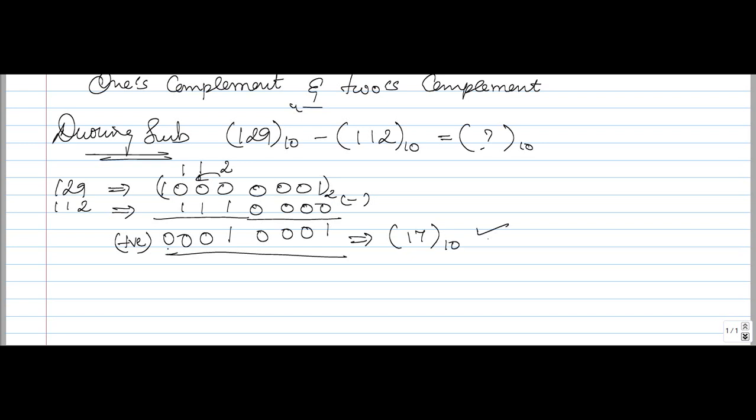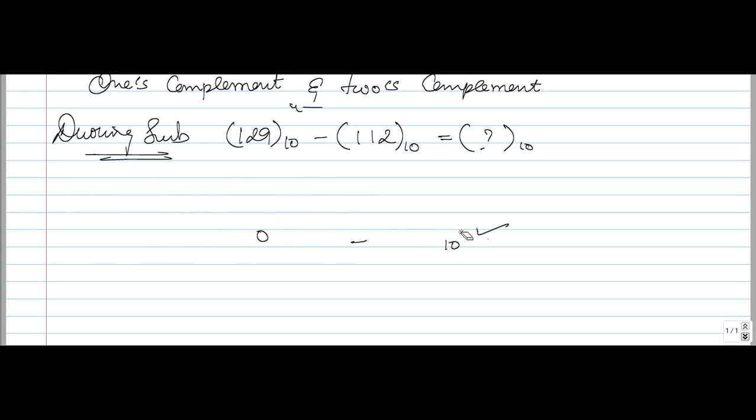So I have got a positive sign number. I don't have any negative sign number. If I convert this back to decimal, I would get the value 17, which is the correct answer. So for this case, there is no issue. I can do a normal subtraction this way also.